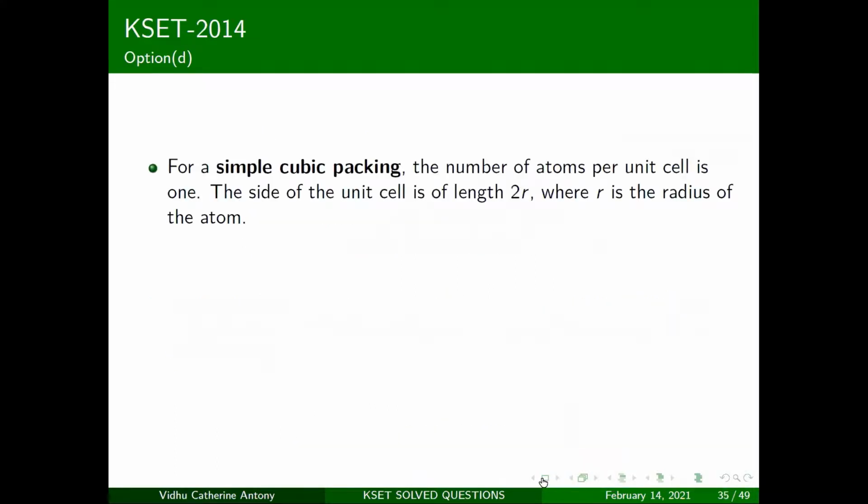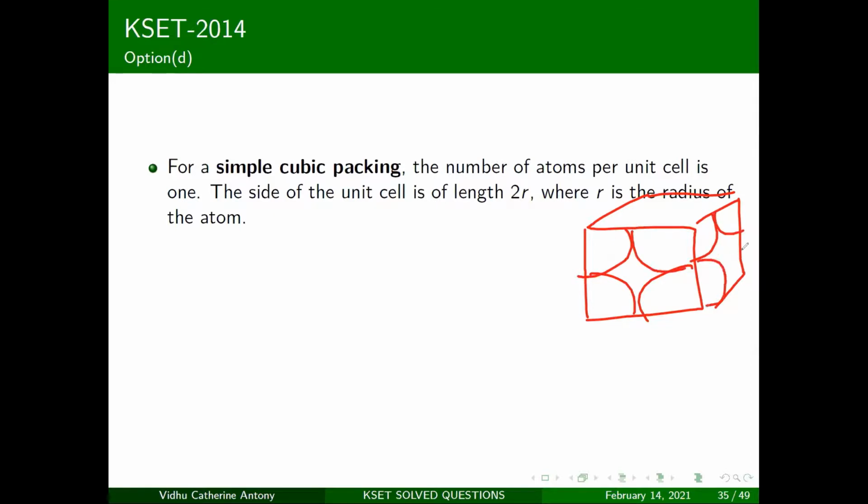So let's look at this. For simple cubic packing, I'm not going to try and draw a 3-dimensional image. This is how you would have it all around. Basically 1/8 of your atom is here. If you have that at 8 of the corners, you basically have 1 atom as the contribution to the entire unit cell.